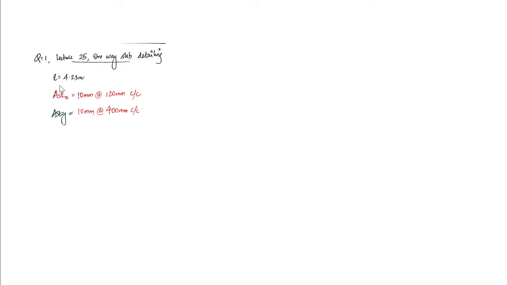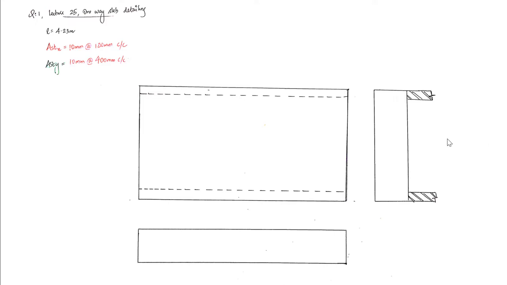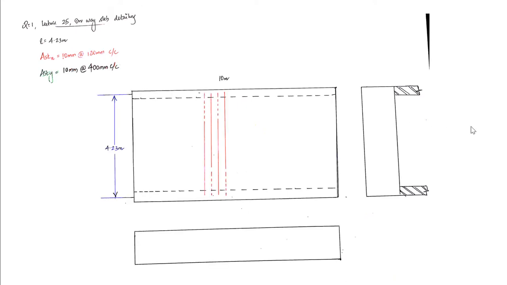The center to center distance was given as 4.23 meters. AST X you got as 10 mm at 120 mm center to center, and AST Y as 10 mm at 400 mm center to center. So you're drawing the support conditions and the width and length of the slab. You'll get the center to center distance here as 4.23 and in the other direction as 10 meter, and you are providing ASTX, that is along the shorter direction, at 10 mm at 120 mm center to center.